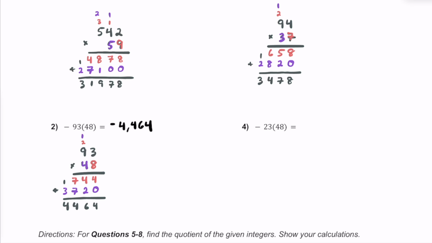Again, let's go ahead and just ignore the negatives for now. There's only one of them, so it should be the opposite of whatever answer we get. So 23 times 48, they both have the same number of digits, so it doesn't matter which one goes on top. Let's go ahead and start with this 8 here.